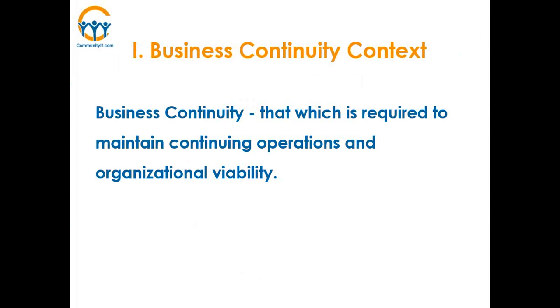So business continuity context is that which is required to maintain continuing operations and organizational viability. How is the organization going to continue to operate, continue to function, execute on its mission, in the event of a pandemic, a significant natural disaster, or something catastrophic that happens to the building that affects lots of people? Business continuity is a much broader topic and looks at how you can continue to operate in the face of operational uncertainty.